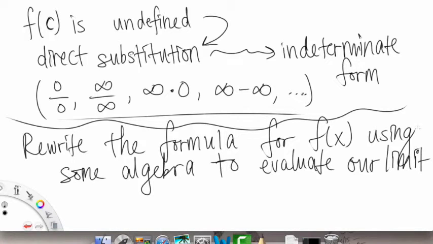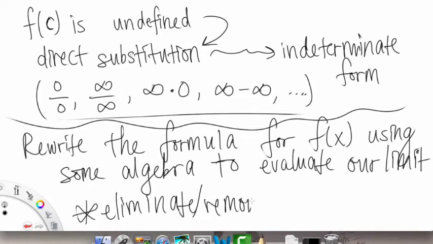In doing so, a lot of times when we rewrite things in a different form, like factor or rationalize, which I'll show you an example of each, we can rewrite things so that we can cancel something out. Something appears on the top and in the bottom as well, so you can cancel that out. A lot of times our goal is to eliminate or remove the indeterminacy.